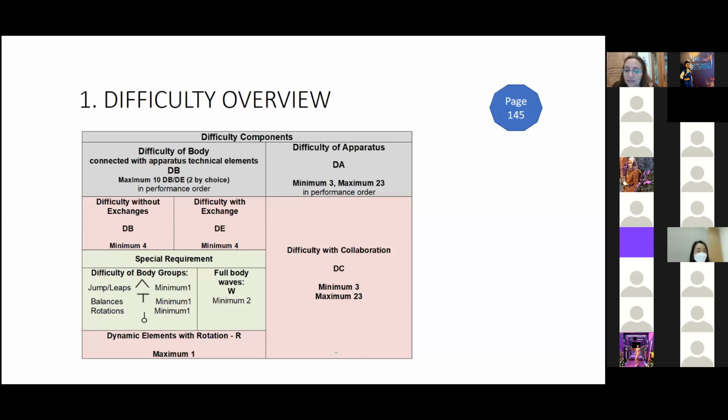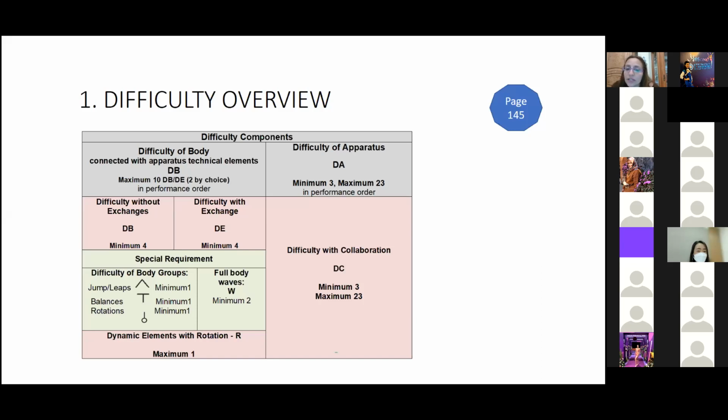What does it mean, maximum of 1? It means that it's possible not to have any R, but there is only maximum 1 because this is seen as an individual work. The gymnast throws her apparatus to herself, catches it again. So we don't want overuse of this in an exercise for groups. So it is allowed only 1 time in the exercise.